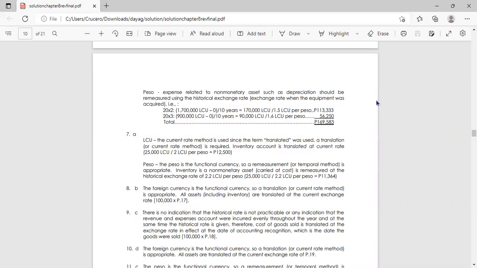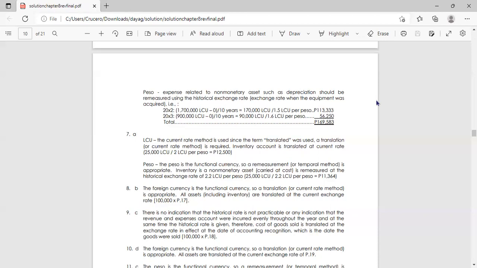The exchange rates were 2.21 LCU to 1 peso from January 1, 2024 to June 30, 20x4, and 2 local currency units to 1 peso from July 1, 20x4 to December 31. The December 31, 20x4 inventory balance for PP's subsidiary should be restated in pesos in the amount of.